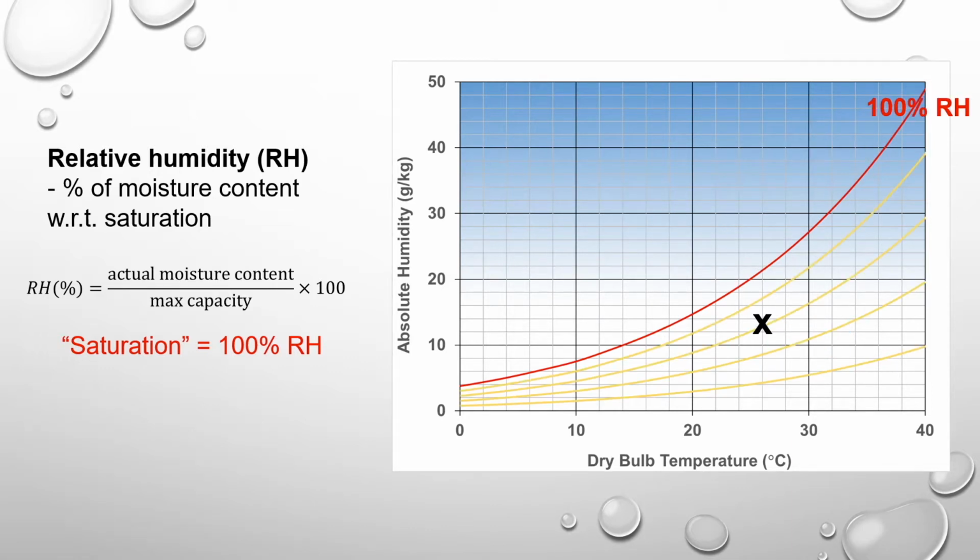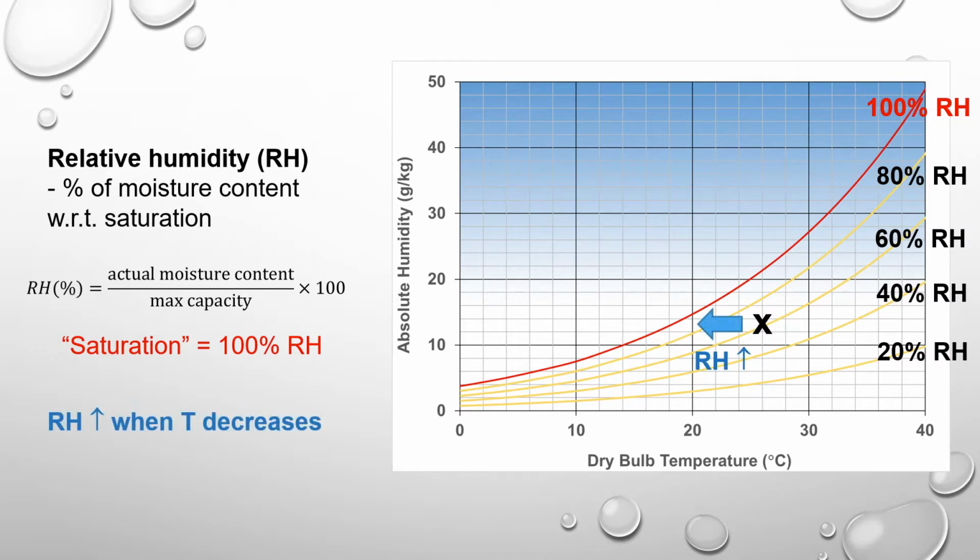Because the maximum capacity of moisture that air can hold depends on temperature, relative humidity also depends on temperature. Contour lines representing 80%, 60%, 40%, and 20% relative humidities are drawn here with respect to temperature. We can see that if the moisture content is kept the same, decreasing temperature will increase relative humidity, while increasing temperature decreases relative humidity. So how is relative humidity measured?